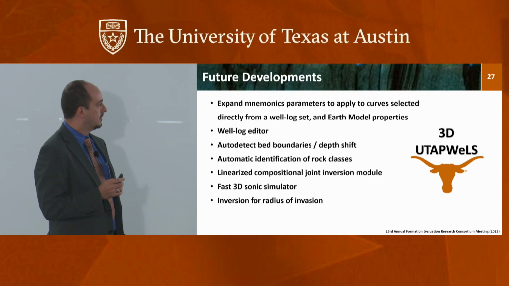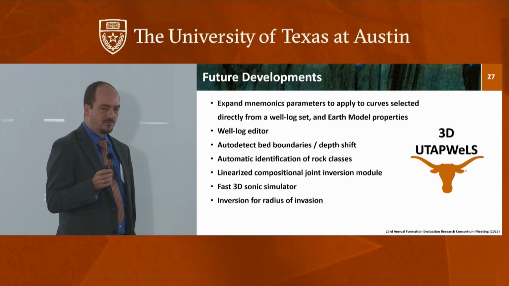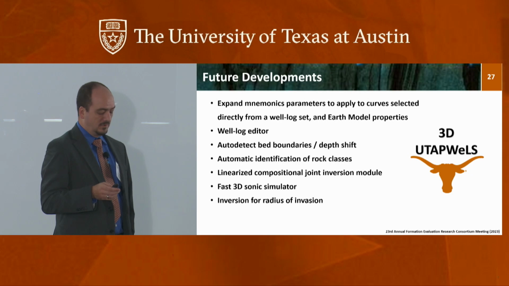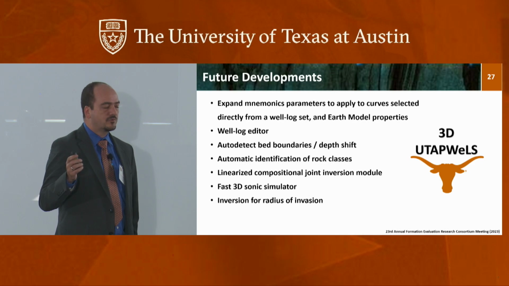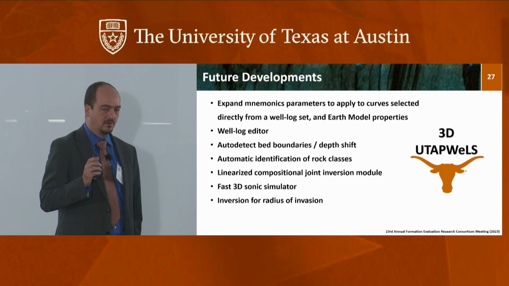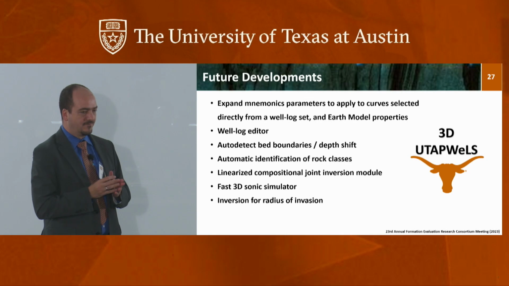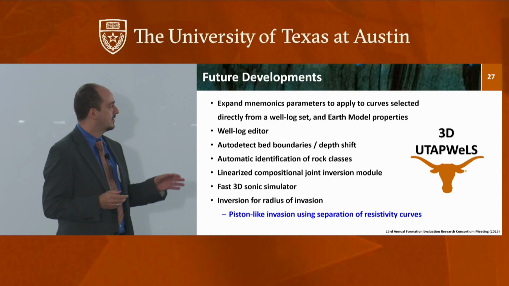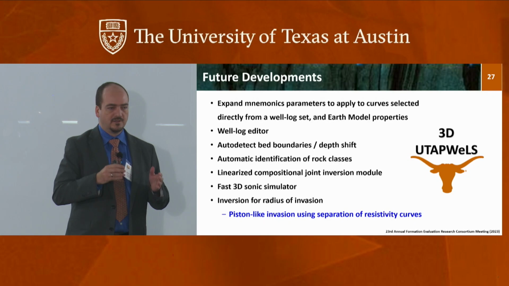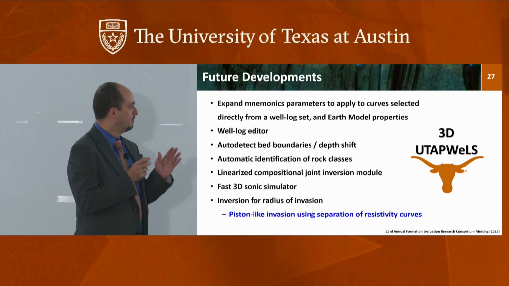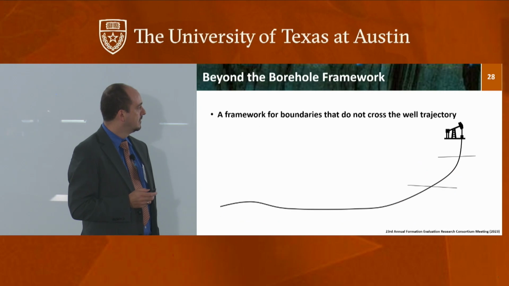We also have, and this one is also in the works, we're not too far, the inversion of radius of invasion. At some point, if you recall, we had something that could invert for radius of invasion, but it was very slow, and we were trying to do too many things. We're now focusing on the right focus. That module would invert for as many radii as you wanted. We're saying no, it's only going to be piston-like, and it was just guided by the match. We're going to say, no, you need to also take into account the separation between the resistivity curves. So by having the focus in the right place, I think we're going to get a much better result. Gonzalez is working on this.